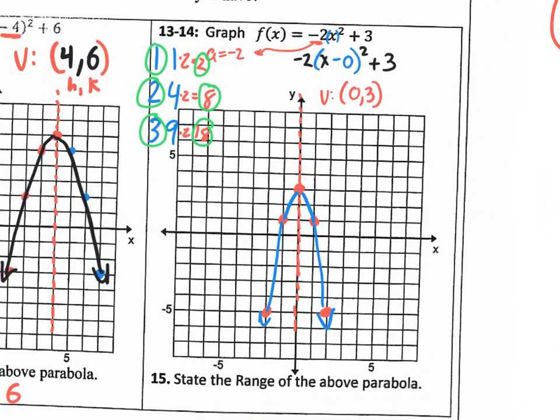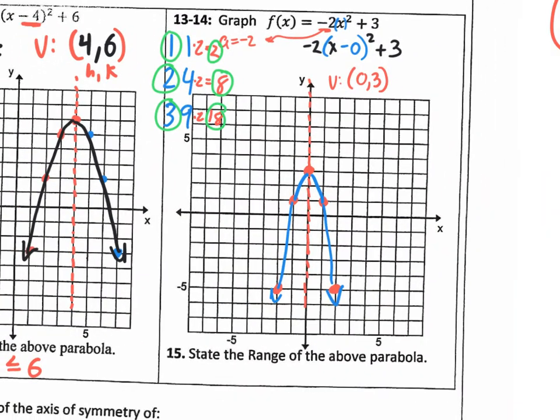And we're good. And now for the range. The range are the y values. So what do we say the range is? Y is less than or equal to what? Y is less than or equal to 3. That's the range value. Perfect.